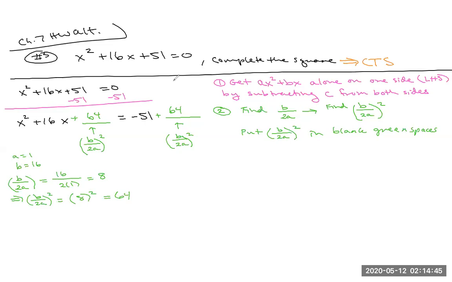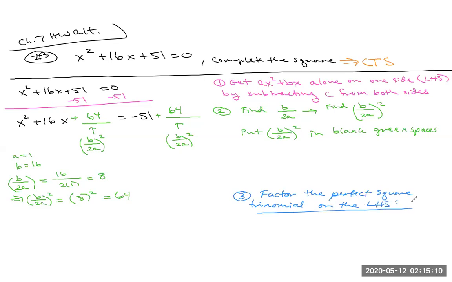Okay, so let's put this step in another color. Step 3, factor the perfect square trinomial on the left side. So here we have x squared plus 16x plus 64. That's the perfect square trinomial on the left-hand side.